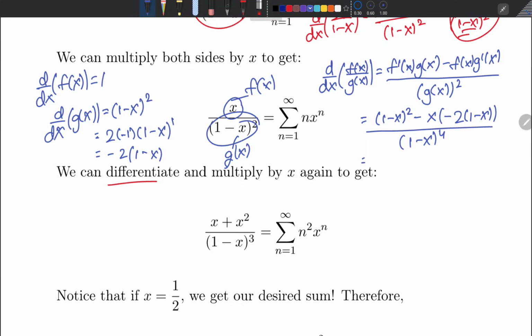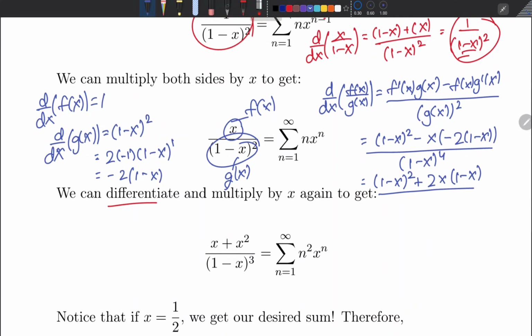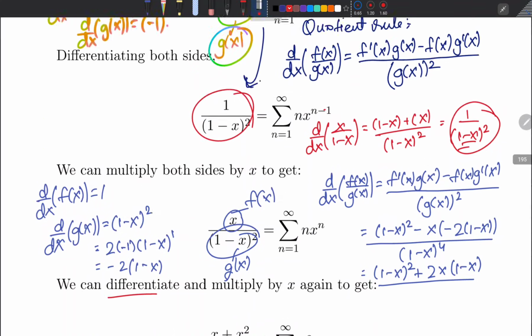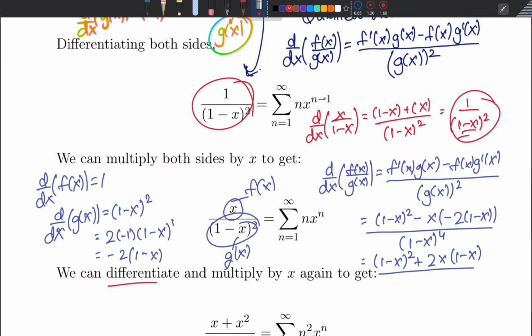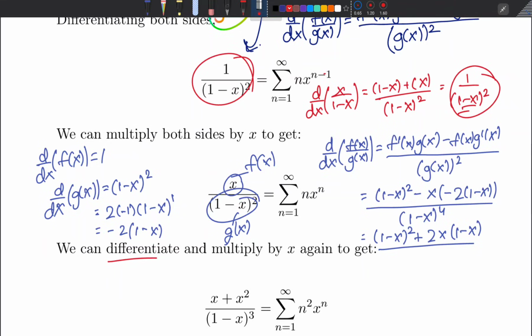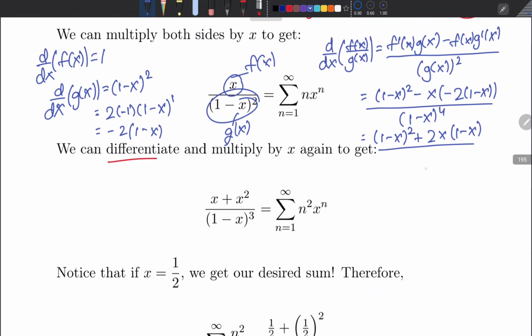So it's coming out to be 1 minus x whole squared, plus 2x times 1 minus x over... wait a second, why am I having 1 minus x to the cubed? Let me just go through this one more time. Okay, yeah, I just got that.